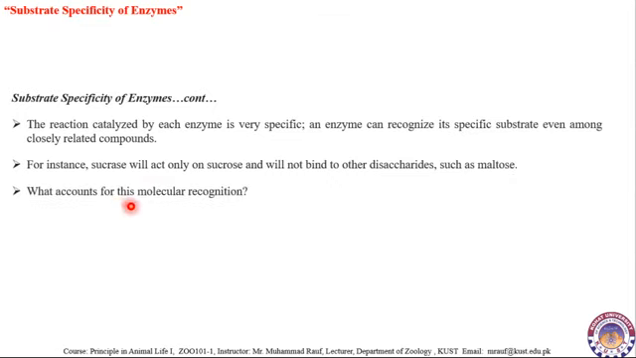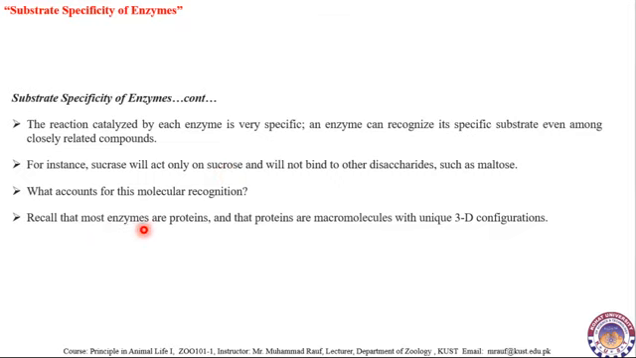What accounts for this molecular recognition? So what is responsible for this specificity? Why can sucrase not catalyze the reaction of maltose? Why only sucrose?